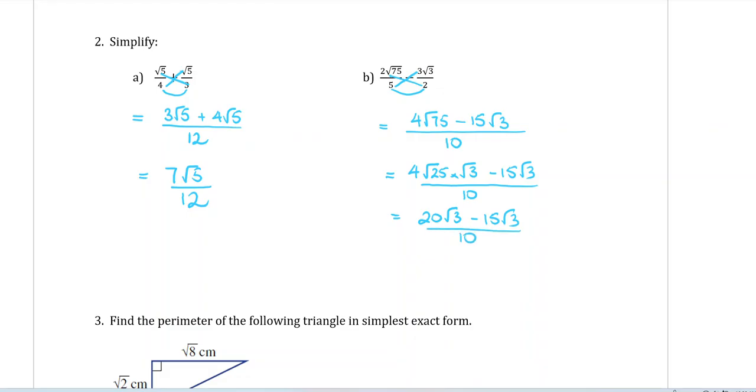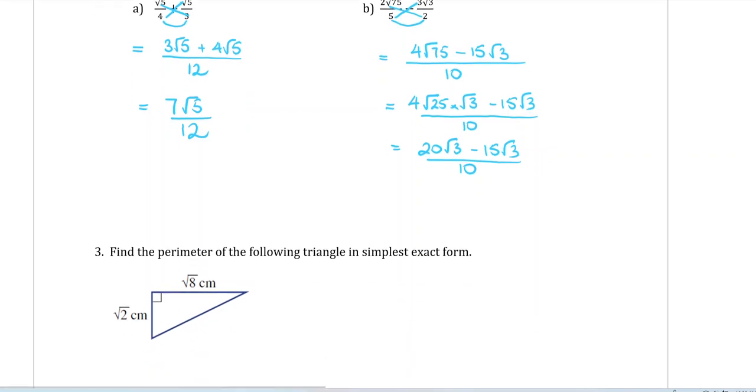So by simplifying, my surds on the top are now like terms. 20 take away 15 is 5 root 3 over 10. And even though I've done so much already, the 5 and the 10 can be simplified. Dividing by 5, I would get a 1 and a 2, so that my final answer would be 1 root 3, or just root 3 over 2.